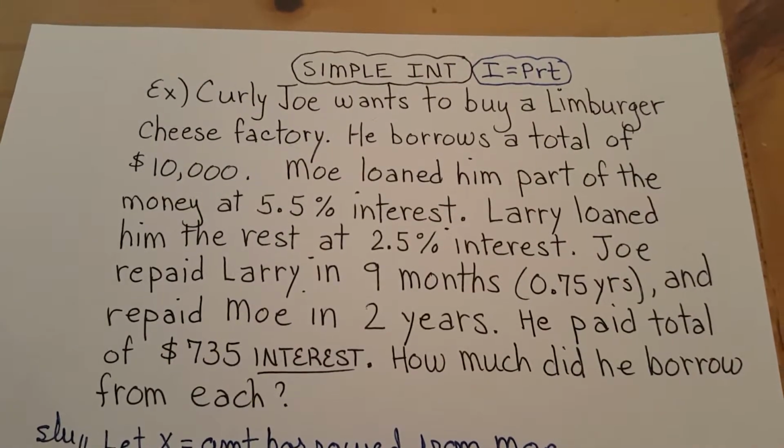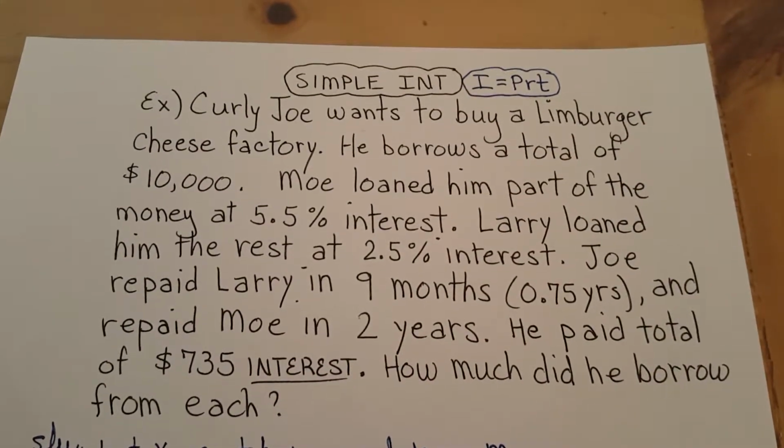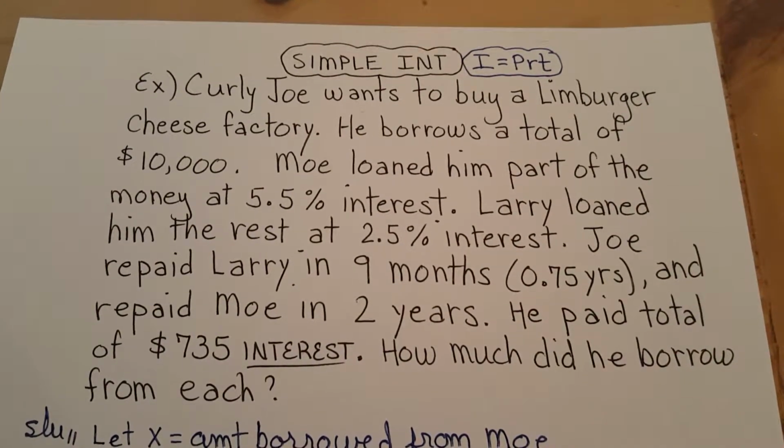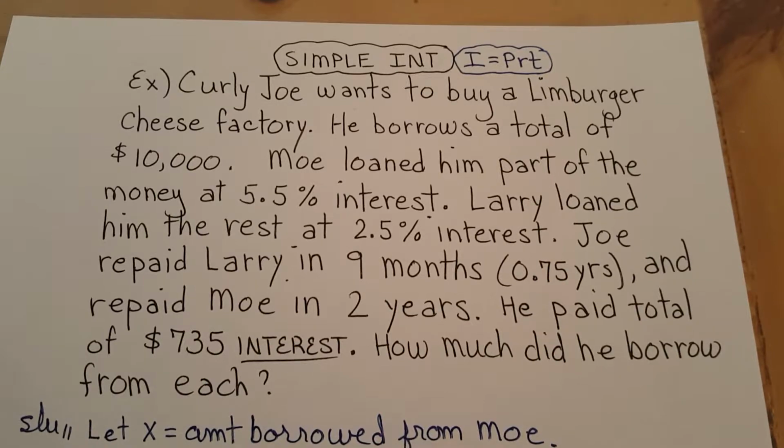Let's do a simple interest problem. That's where the interest paid, I, is equal to the principal amount borrowed times the interest rate in decimals times the amount of time in years.